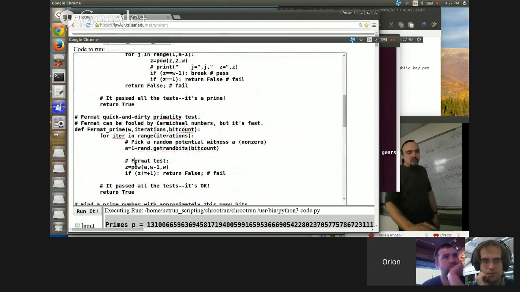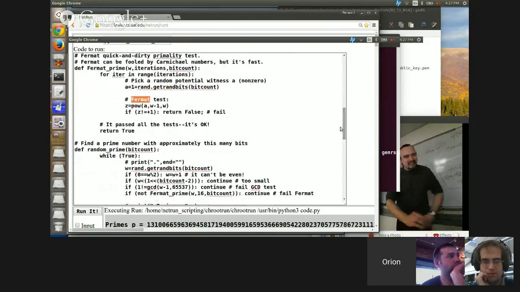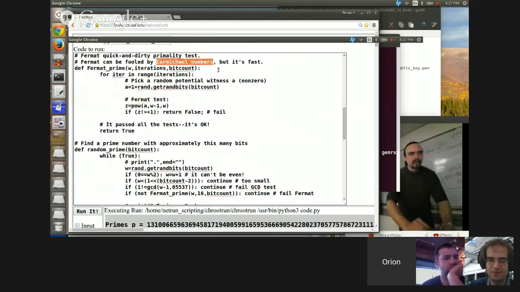So I can use the Fermat prime number test, and the only problem is there are these numbers called Carmichael numbers, which no one will testify against. Which is really weird. That sounds fishy somehow.